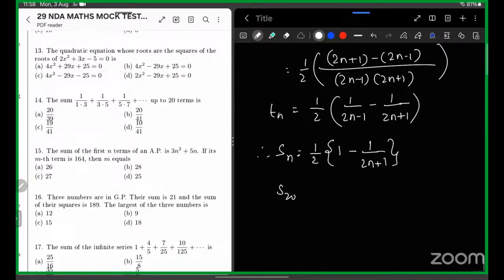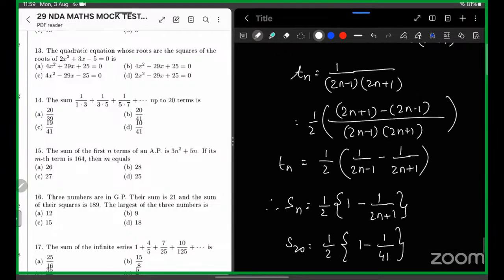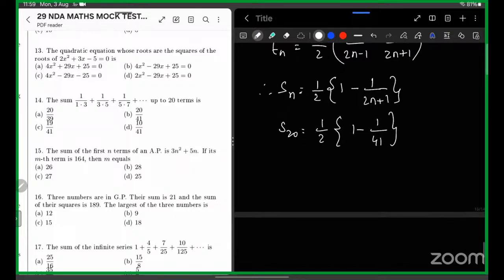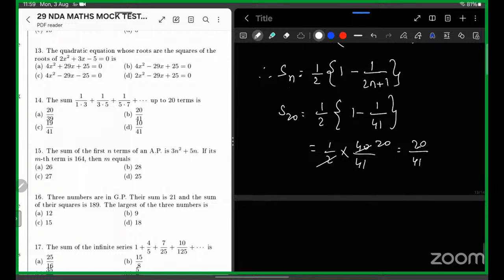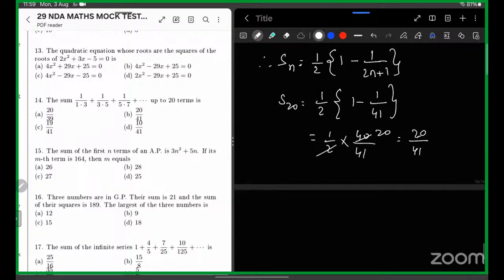Therefore, sum of 20th term will be equal to 1 by 2 into (1 minus 1 by 41). Now do the cross multiplication. 41 minus 1 is 40. 40 upon 41, this 2 to cut this 20, you are going to get 20 upon 41. So option number B is the correct answer.